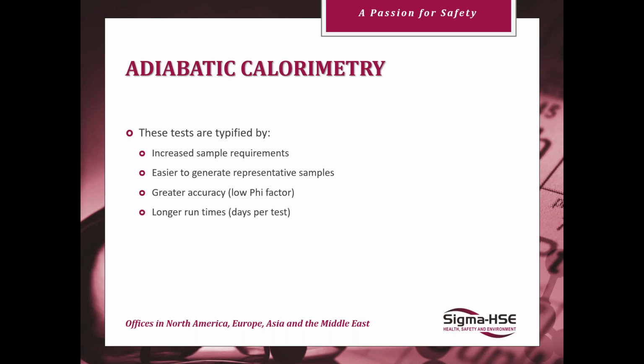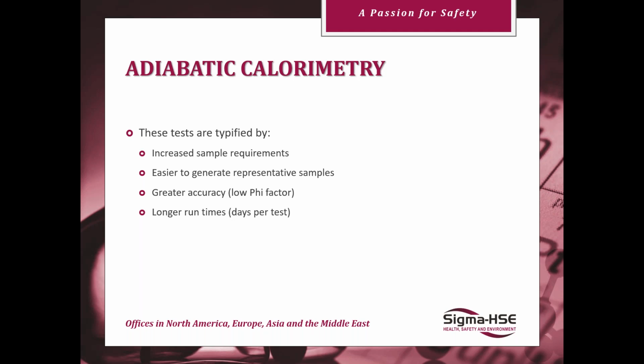So if you can imagine, you've got a reaction that requires a really minority catalyst. If we're trying to prepare a sample to go into a screening test that only requires milligrams, trying to add in exactly the right amount of catalyst is going to be very difficult. So when we scale up slightly to the adiabatic calorimetry, we're working with tens to hundreds of grams. We can replicate the process a lot easier. So it's much more representative.